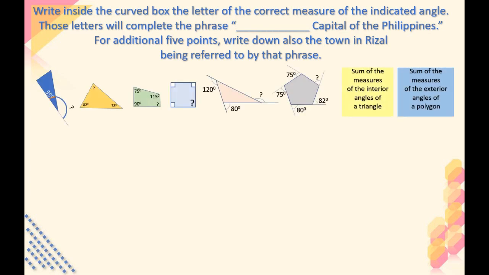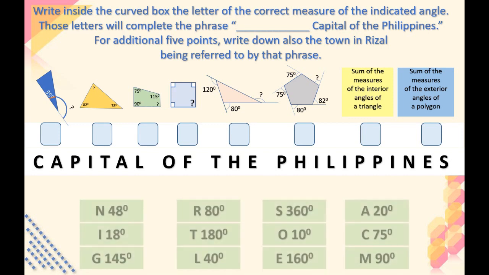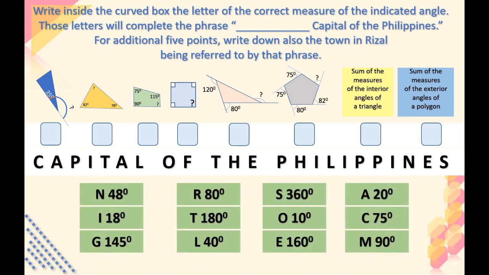There you can see the missing measurements of the angles, and for the last part, you will identify the sum of the measures of the interior angles of a triangle and the sum of the measures of the exterior angles of a polygon. By answering that and by filling out the curved boxes with the correct letters from these choices, you are going to complete the phrase blank capital of the Philippines. And if you want additional 5 points, you will determine what is that blank capital of the Philippines in Rizal. I'll give you 10 minutes for this activity.